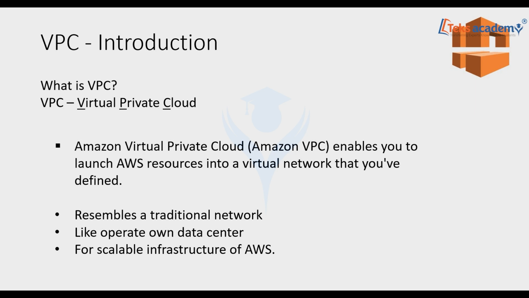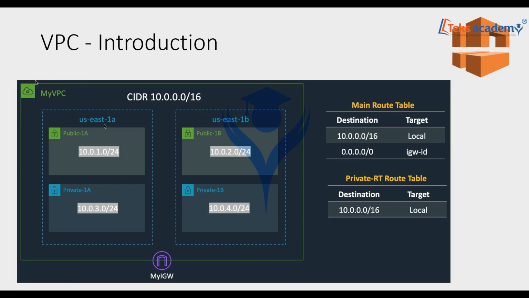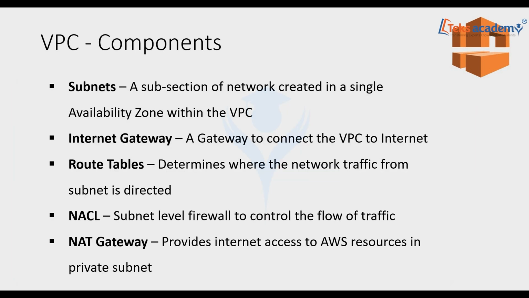So if you see here, this will be the virtual network. For every region we can have a virtual private cloud. Now within that, we will be having different availability zones. Each availability zone can have multiple subnets. We can have a public subnet or private subnet. And the virtual private cloud will be connected to the internet gateway that will give access to the internet. So we'll see what the different components are.